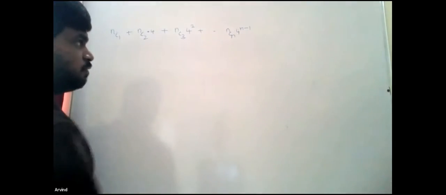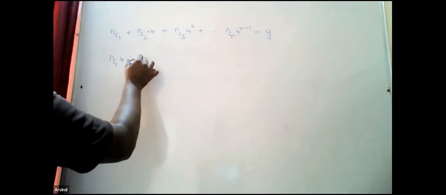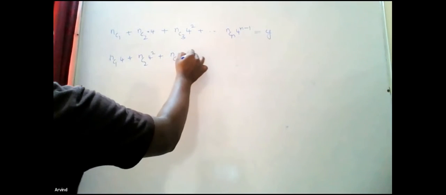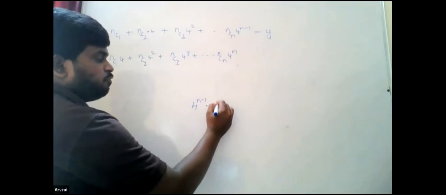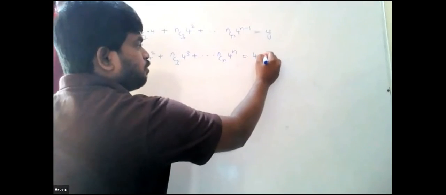Okay, so this one, if you observe, what I'll do is let me assume this value as y. Both the sides I'm going to multiply by 4. Then nC1 4 plus nC2 4 square, since I'm multiplying by 4, the power increases. So this will become nCn 4 to the power n minus 1 plus 1. 4 to the power n minus 1 into 4 to the power 1 goes, so that's why I've written is equal to 4y.